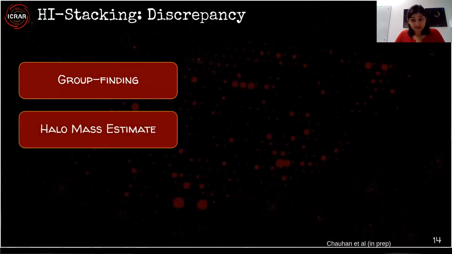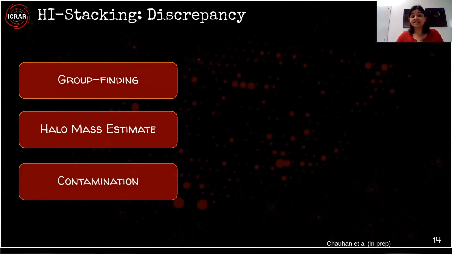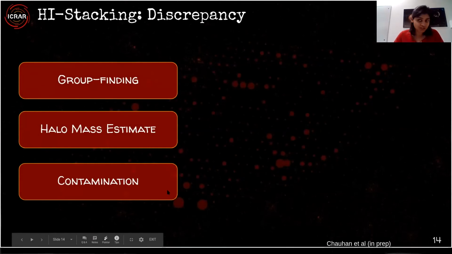Maybe the mass estimation of these groups is making a bit of a difference in the shape of the H1-halo mass scaling relation. And finally, is it contamination from other sources that are somehow peeking in and changing the shape that we're normally seeing over here?